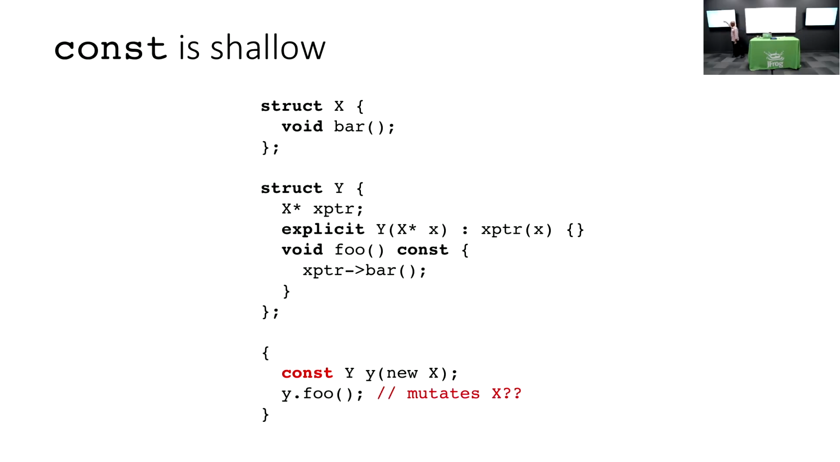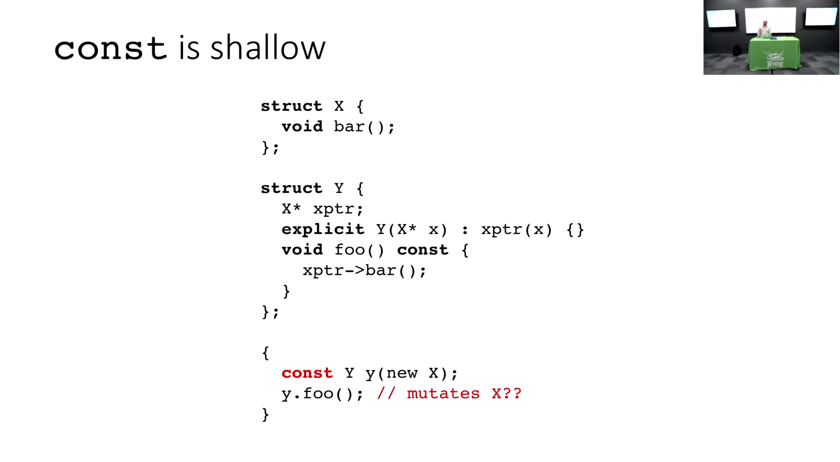So what do you think happens here? Is x.bar called or not, or is this a compile time error? As it turns out, it actually works. It's actually fine code because const is shallow. It only applies to the pointer.